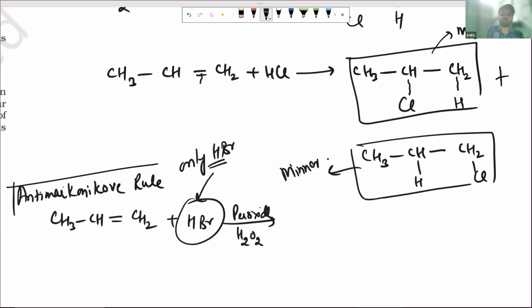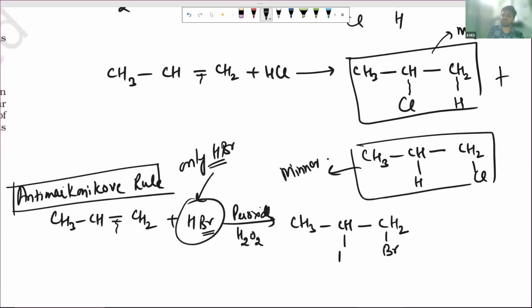Anti-Markovnikov rule. And what is the anti-Markovnikov rule? This time the halogen group will attach to that carbon which is going to have more hydrogens, like CH3, CH. This bond will break, and one valency of this carbon, one valency of this carbon will be free. So this time the Br group will attach to this one, and H will attach to this one, and this will be the major compound.